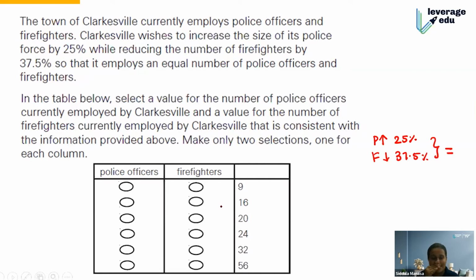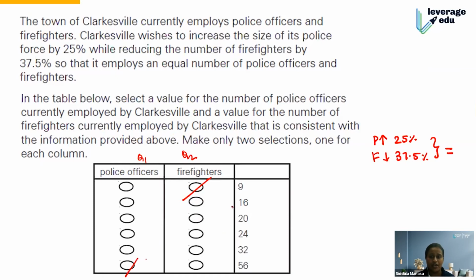Now let us do something like this. So what are the options actually denoting? This is what the question tells, right? It is denoting the number of police officers and the number of firefighters which are currently employed. So now this is question 1 and this is question 2. As we know one thing here, students: police officers have to be increased, firefighters have to be decreased. That means police officers have to start from a smaller value and firefighters from a bigger value, which clearly tells that firefighters cannot be this 9 and police officers cannot be this 56, right?